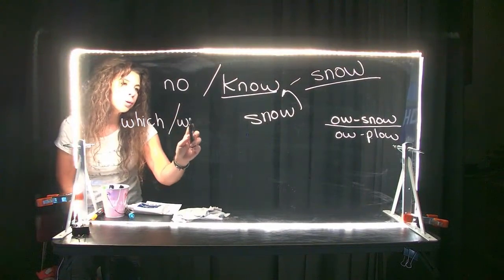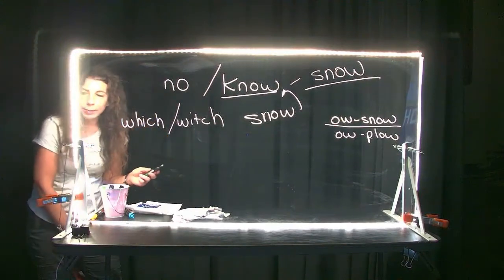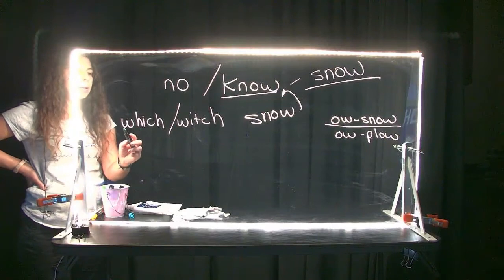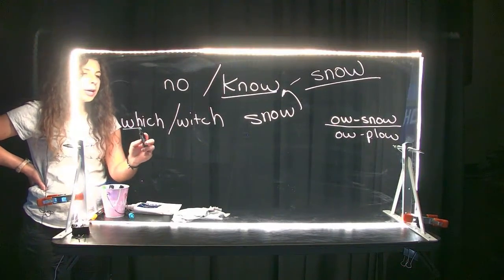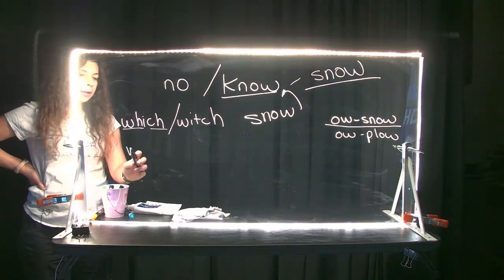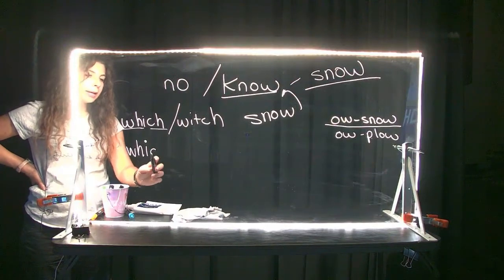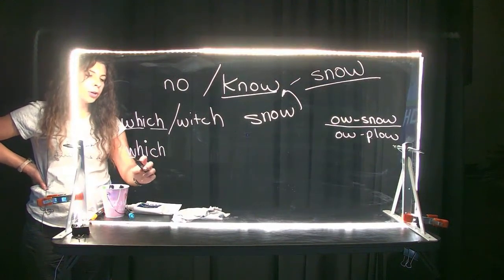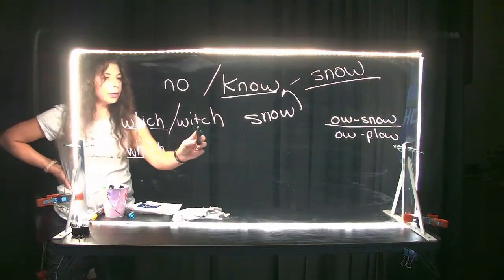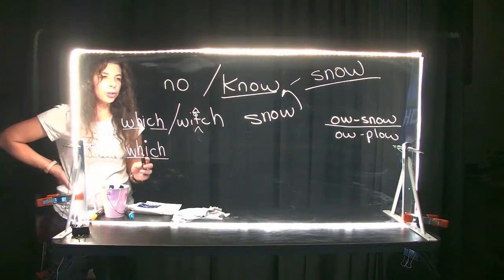and which. So the way I tell kids to remember is this: which, you're choosing between something. So I always say, which digraph do I like better? Do I like the WH digraph or do I like the CH digraph? You're choosing between two digraphs. This which, if you draw that out, actually kind of looks like a witch.